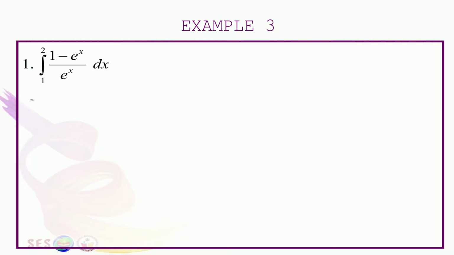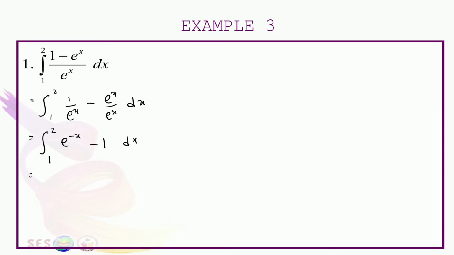So first of all, we need to split the function. So we have 1 over e^x minus e^x divided by e^x dx. In order to integrate, we need to bring the exponent into the top. So we have e to the power of negative x minus 1 dx. Don't forget the limit 1 until 2.